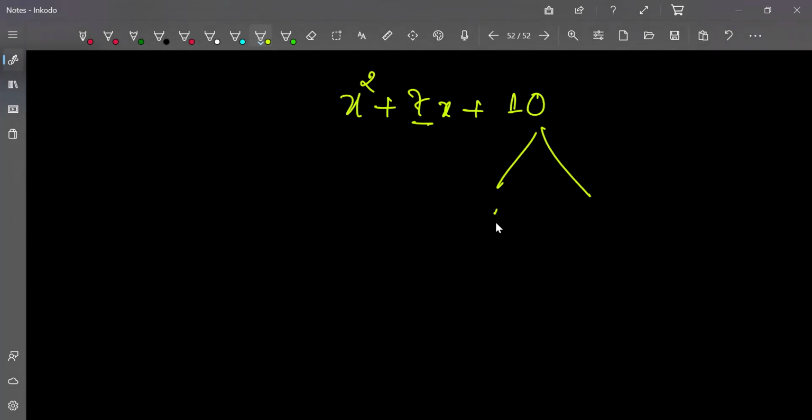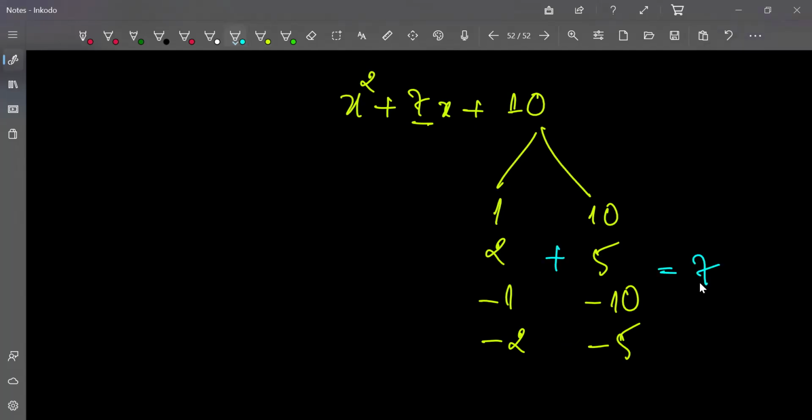So 10, we can write 1 and 10, 2 and 5, -1 and -10, -2 and -5. But now let's check which pair adds up to 7. So now you see that 2 plus 5 is 7. So this is the two numbers that we are looking for. So this expression becomes (x plus 2)(x plus 5).